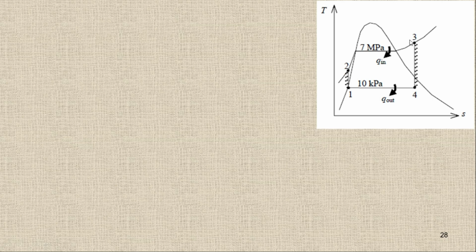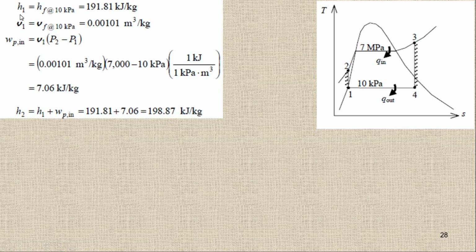Then with the help of given data, 7 megapascal and 500 degrees Celsius, we will find H3. Then we will find S3 as well at point number 3. And then assuming that S4 is S3, we will proceed to find S4 and then H4. So here, H1, which is hf at 10 kilopascal, you will get the answer of 191.81. You will get v1 as vf at this point, and the answer is 0.00101 meter cube per kilogram.